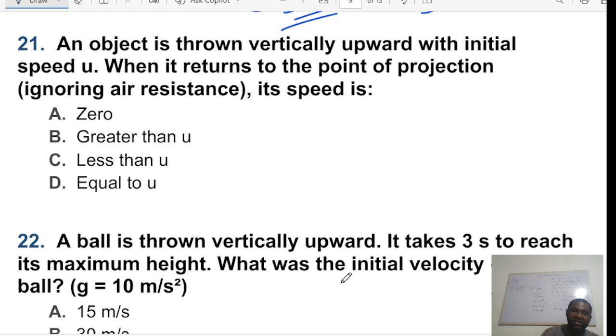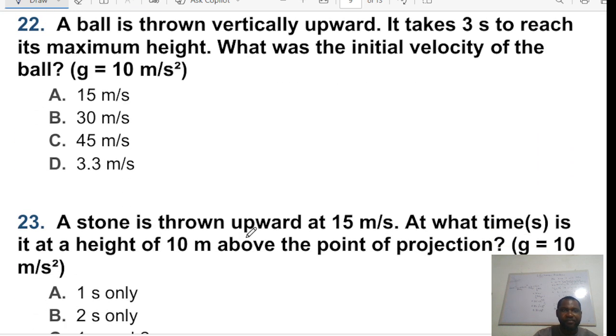Now let me say this. The speed with which you use to shoot it up is the same speed it will use to hit the ground. So the answer is D, equal to u. You can use calculations to confirm that. Yes. So please note that the speed with which it used to go up is the same speed it will use to hit the ground.